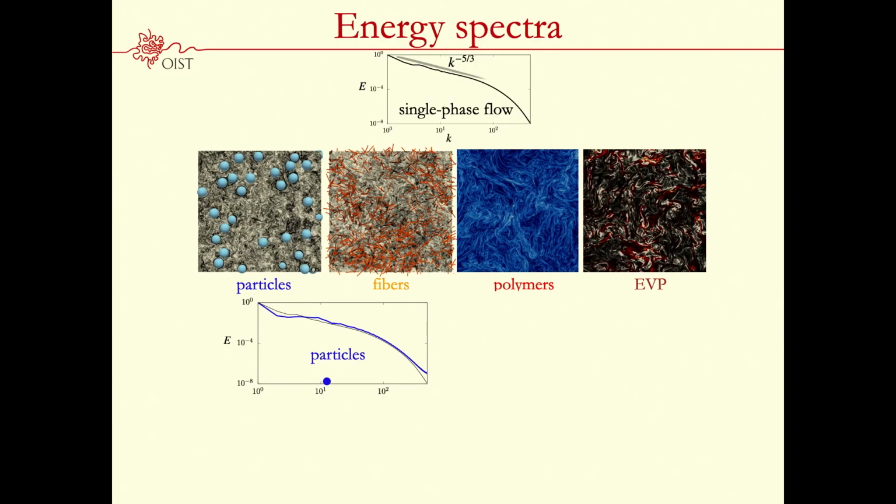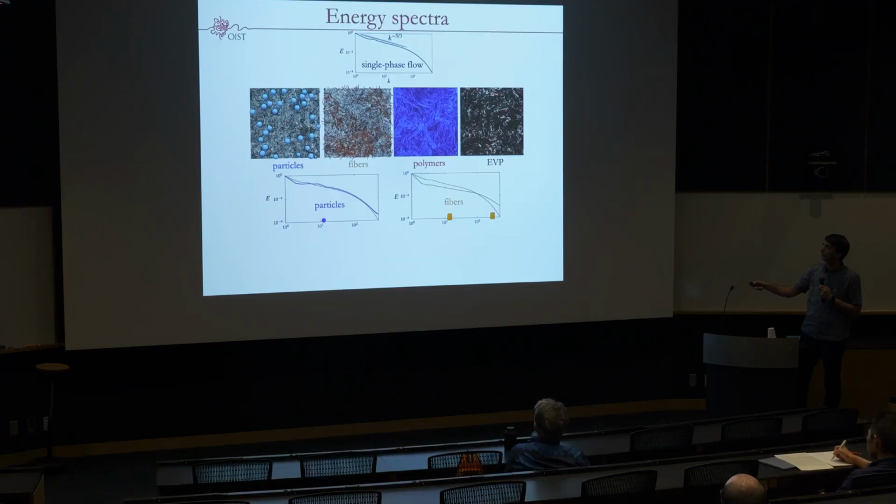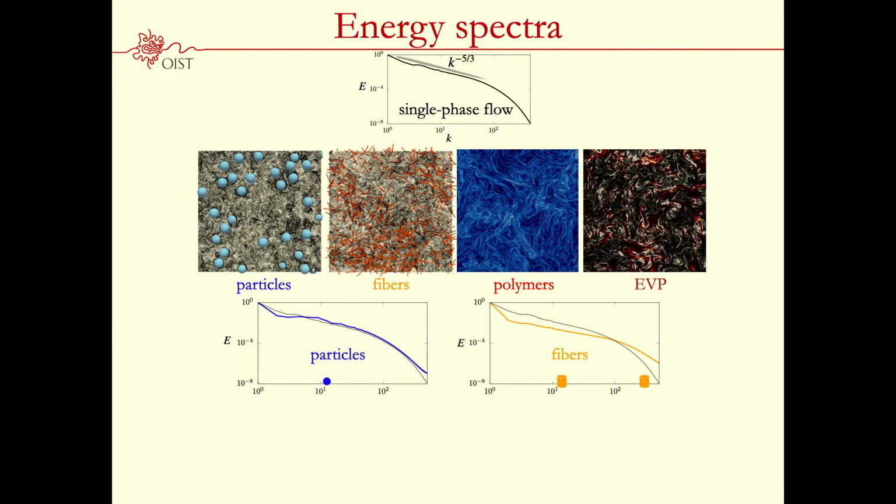If we look at the fibers, so now we have two sizes. One is the length of the fiber, which is around here. One is the diameter of the cross-section of the fiber, which is around there. And again, similarly to particles, you have less energy at the large scale and more energy at the small scales. But differently from the particles, there is no region where you have an energy spectral decay like Kolmogorov. You actually get something closer to k to the power minus 1.